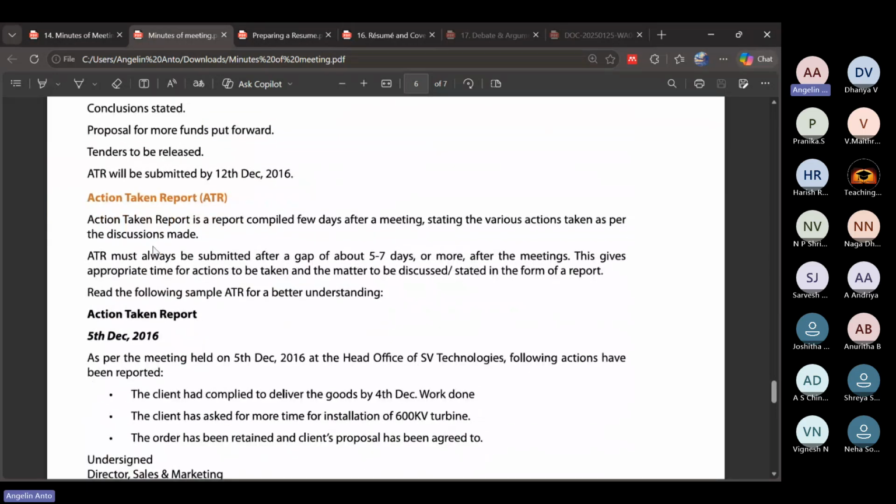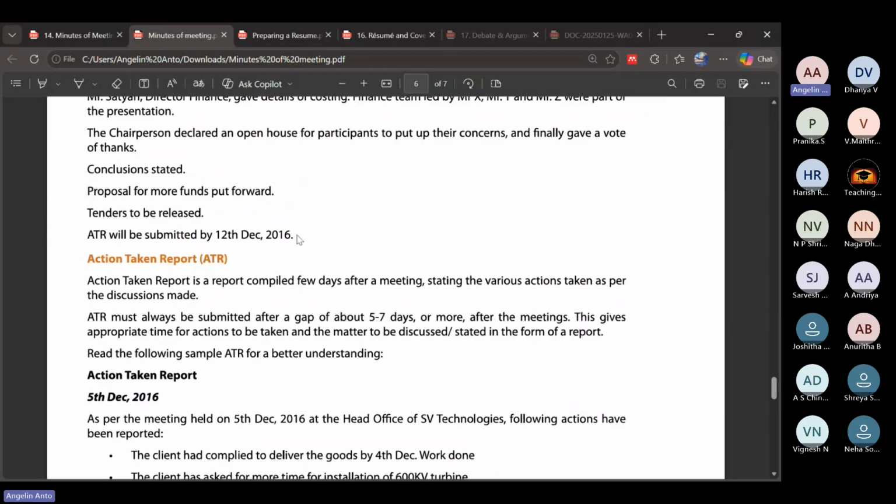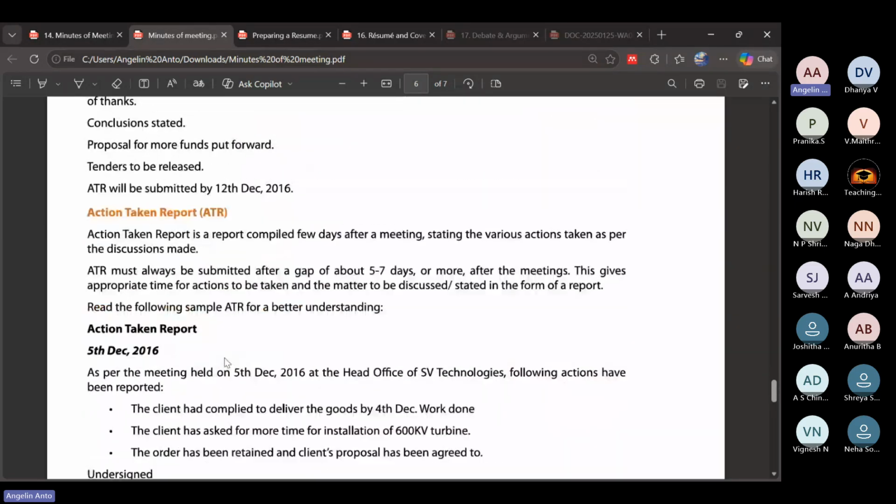And then if you are given information, see how they said that the ATR will be submitted later. If you are given information about the future and how the ATR was submitted, you can add a secondary minutes of the meeting for that, but in the future tense.